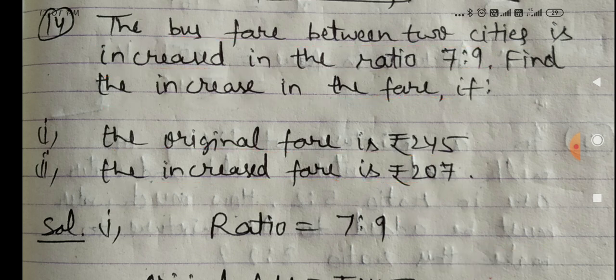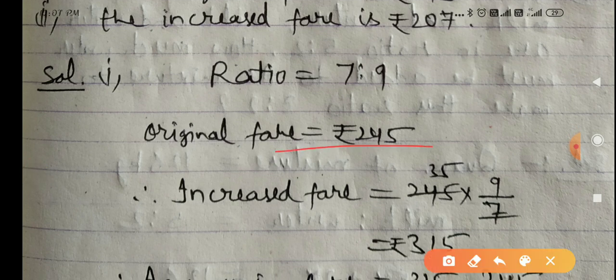So the ratio is 7 is to 9. The original quantity is 245, so the increased fare will be 245 multiplied by 9 upon 7. By the reciprocal of the given ratio you will multiply the original quantity to get the new quantity.